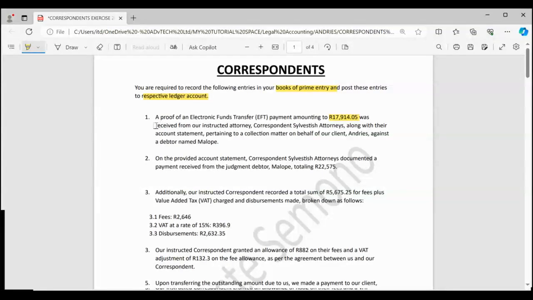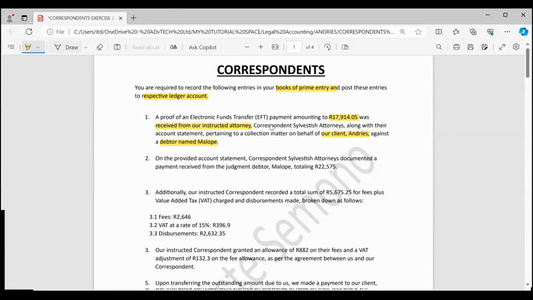So we received this money as cash, EFT, from our instructed attorney. We instructed Sylvester's attorneys to go and collect the funds on behalf of our client. Our client is Andres, and this amount must be collected from a debtor by the name of Malope. So this is very much important.